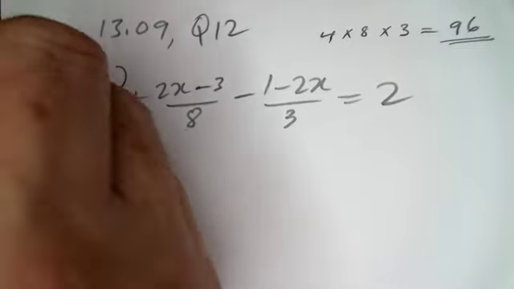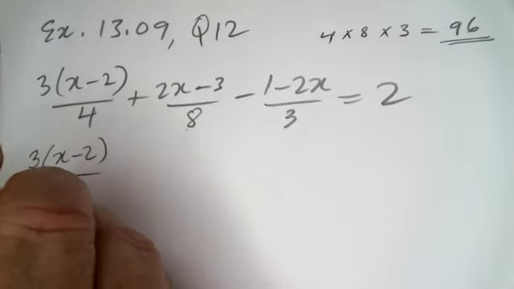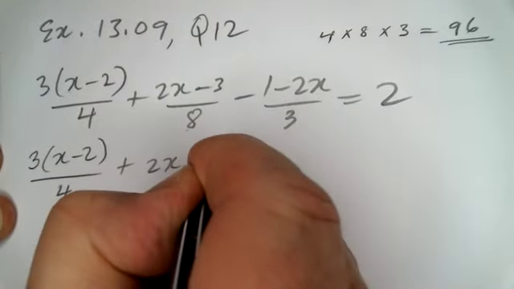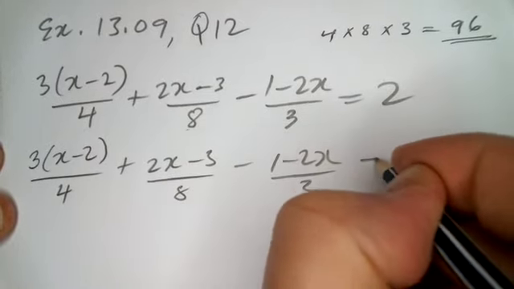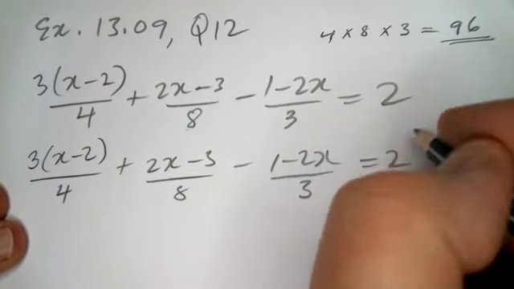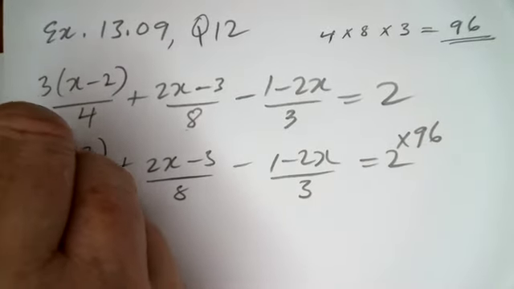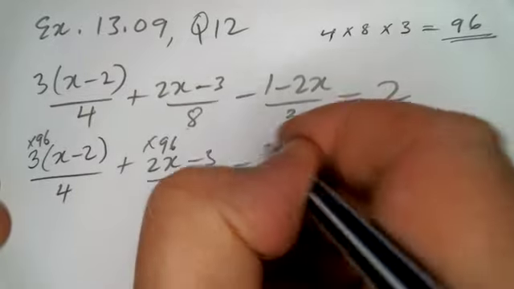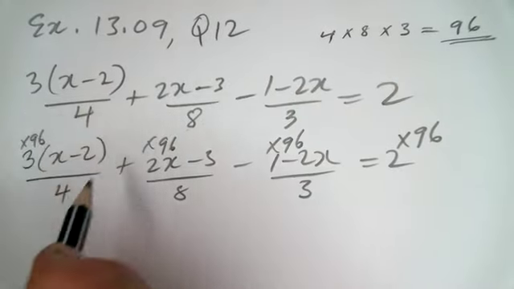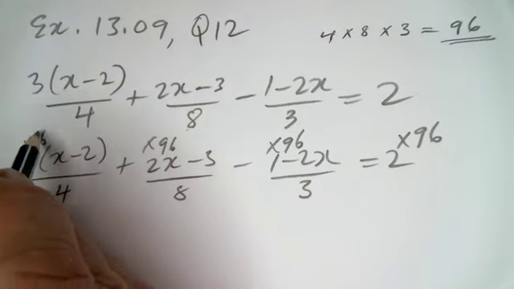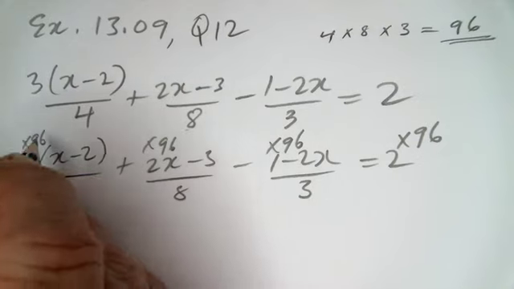So I'm going to multiply everything. I'll restate the problem so we can see what I've done to it at each stage. So (2x minus 3) on 8 minus (1 minus 2x) on 3 equals 2. Let's start multiplying everything by 96. So I'll multiply this by 96, by 96, and by 96. But really, I'm not multiplying the top by 96. I just want to put that there so I can divide it out with the 4. In layperson's terms, I can cancel.